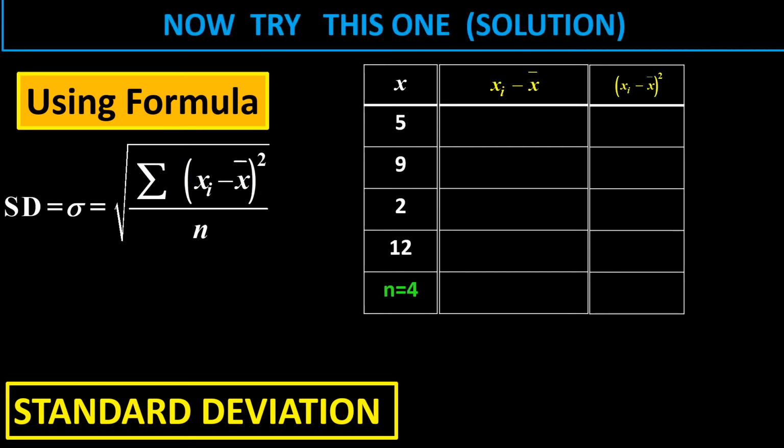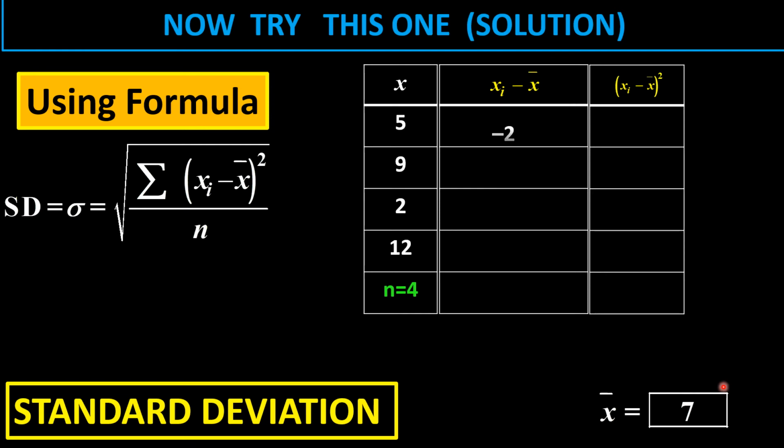Let's look at the solution here. First of all, we can see there are 1, 2, 3, 4 data points, so n is equal to 4. We first have to calculate the mean, and the mean is 7. That's actually quite easy. 5 plus 9 is 14, and that's 16, that's 28. 28, 28 divided by 4 is 7.